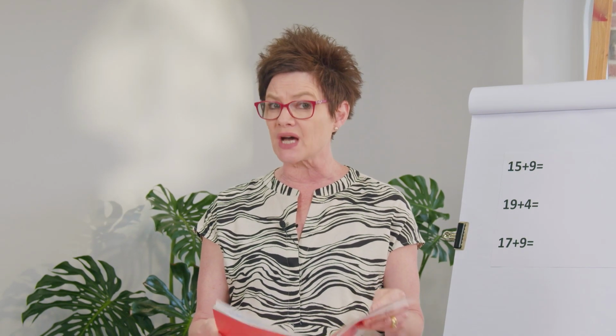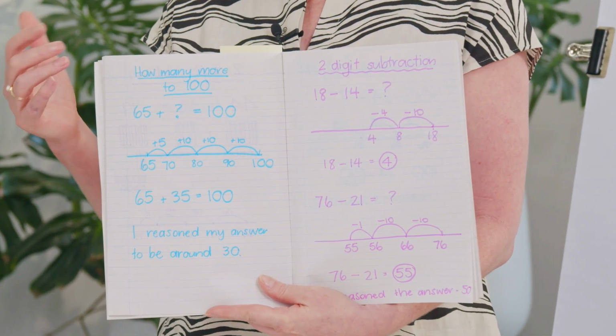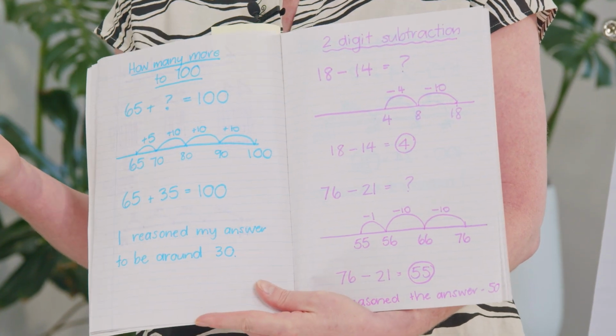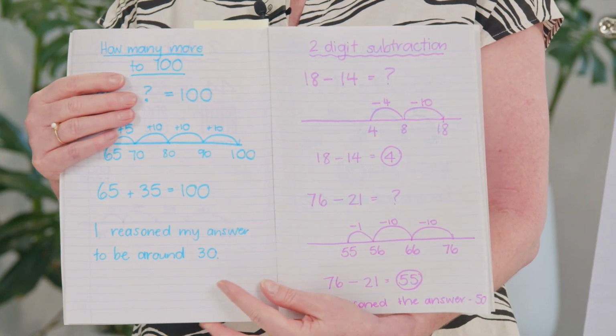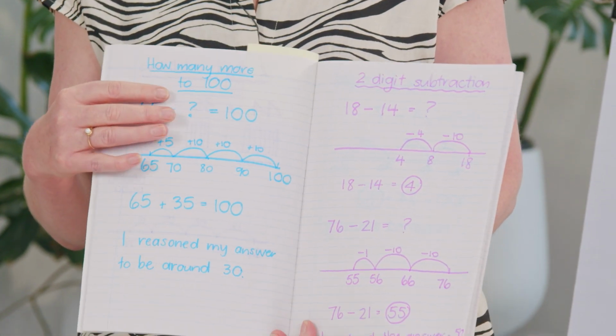So what do we need? We need our learning book. And what have we done before this? We have done some really wonderful work on reasoning, thinking about what our possible answer might be and bringing all of those powerful learning attributes to that. And using number lines to scaffold our thinking.